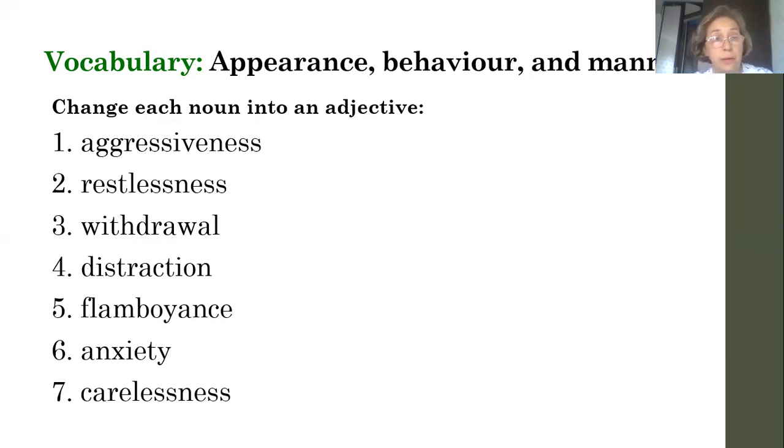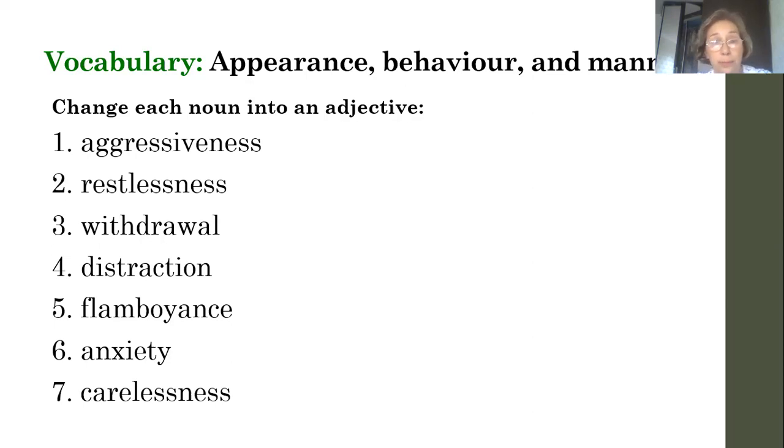So the first is aggressive. What about the second? Aggressiveness, restlessness. The suffix ness is the suffix of a noun. If we just get rid of this suffix, rest, like ness, and we'll get an adjective. Restless. So this person is restless, we can say.